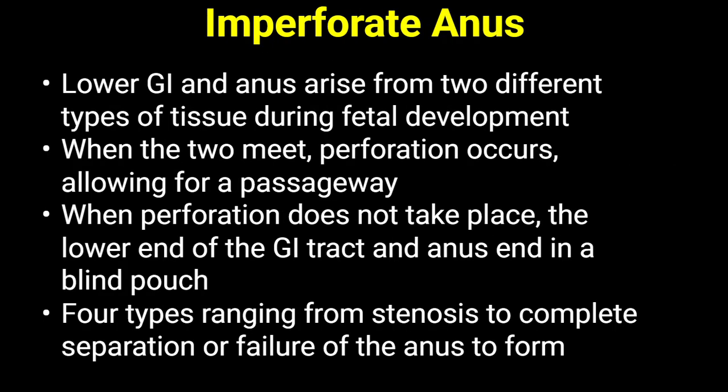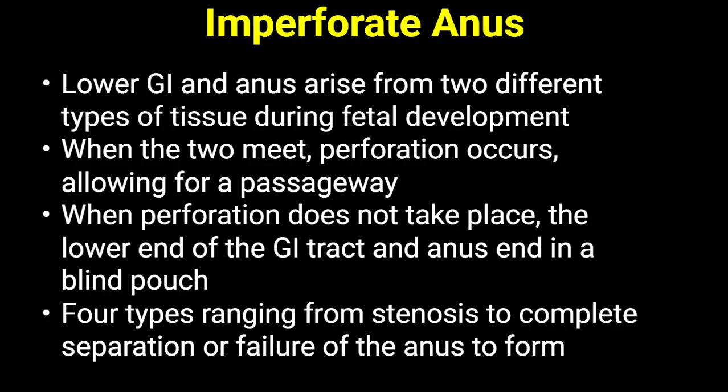Imperforate anus, also called an anorectal malformation, is a congenital defect in which the anal opening does not develop normally during fetal development. Normally, the lower gastrointestinal tract and the anal opening join together to form a continuous passageway. When this process fails, the rectum may end in a blind pouch, or the anus may be absent, narrowed, or connected abnormally to the urinary or reproductive tract.